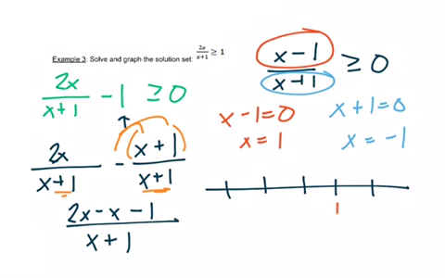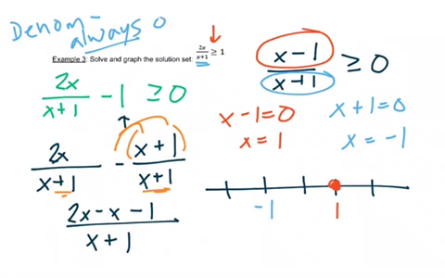So let's say that this is my 1, and this was greater than or equal to, so I'm going to have a filled in dot at 1. Now here's my negative 1. Now here's the little weird part. The denominator of a fraction can never equal 0. So the denominator is always an open circle. So here I'm going to have an open circle. So that's how I'm going to use my number line when I go back to my original problem.